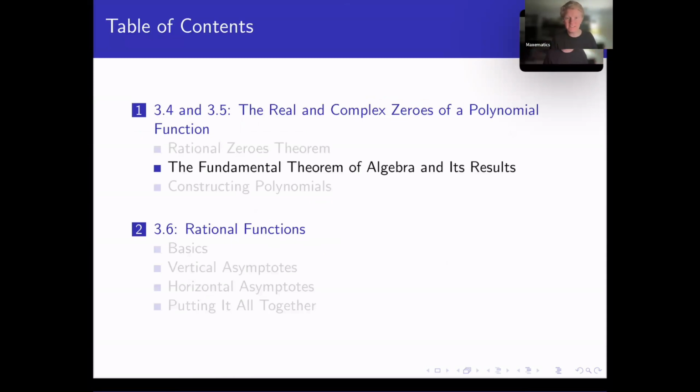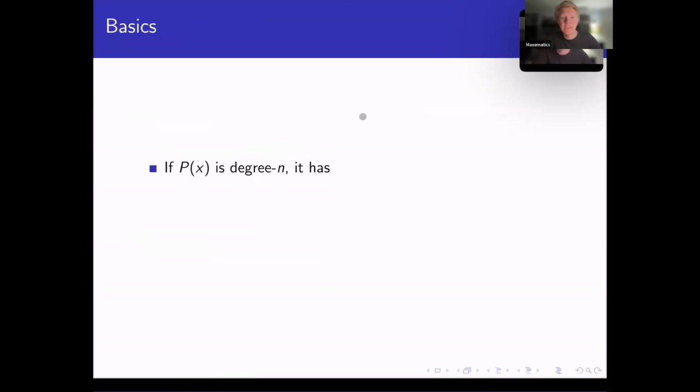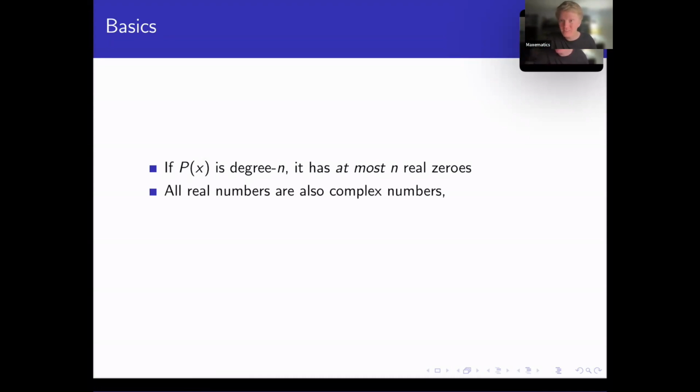So that's just a lead-in to the point that we actually want to look at, and that's the fundamental theorem of algebra. Okay, if your polynomial is degree n, it has at most n real zeros. We looked at that in 3.2. In 3.2, we said we would have a degree 3 polynomial, but we would only have like 2 zeros. So what happened? Multiplicity describes some of that, but what we're going to do here in 3.4 and 3.5 is perfectly describe that. Okay, but also don't forget that all real numbers are also complex numbers.